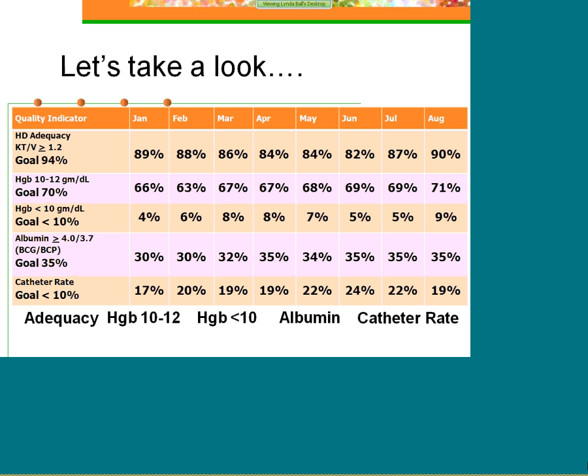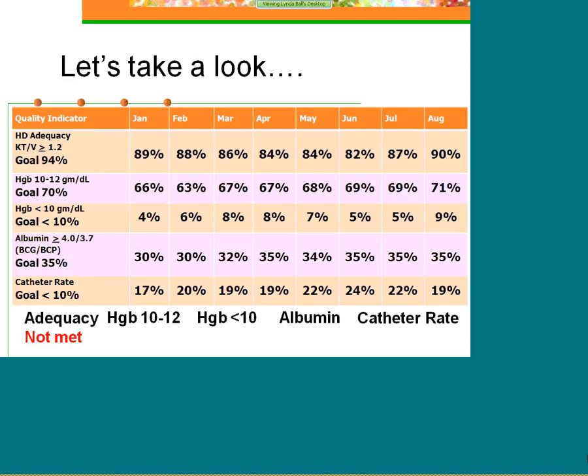So now let's take a look at these quality indicators. If you want to participate, take your phone off of mute, hit *6 to take yourself off mute, and we're going to look. We've got the hemodialysis adequacy, Kt/V greater than or equal to 1.2. The goal is 94%. So over this 8-month period, have we met this goal for adequacy? Anybody? No. Okay, no.